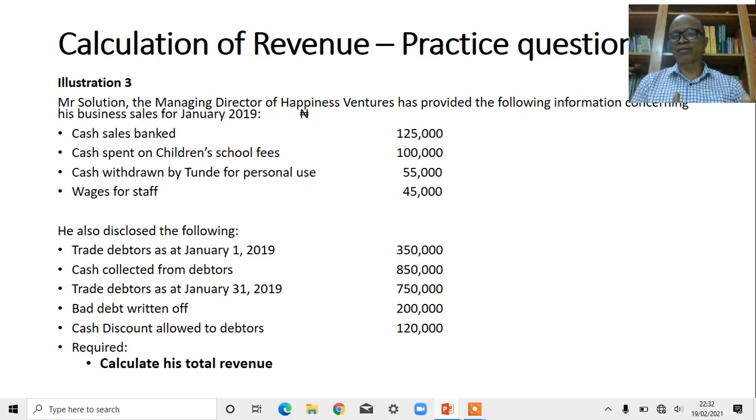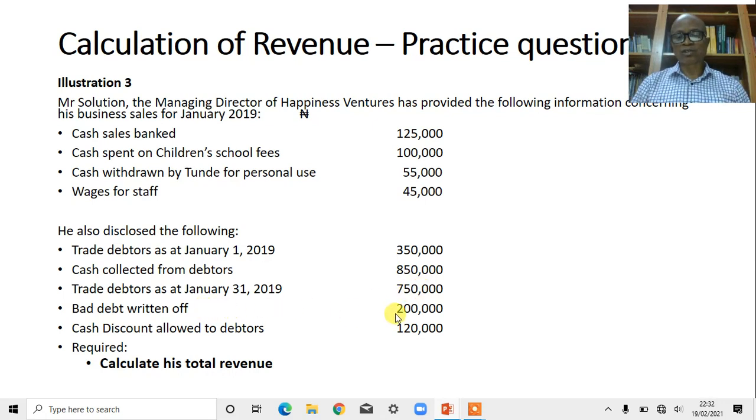Remember, we talked about one of the features of incomplete records being the fact that business transactions and personal transactions of the owners are usually mixed together. So he took 100,000 and paid his student school fees with it. He also used 55,000 naira for his own personal errands, and then he paid wages for staff of 45,000 naira. He also disclosed trade debtors figure of 350,000, and cash collected from debtors 850,000. Total debtors as at January 31st, 2019, 750,000.